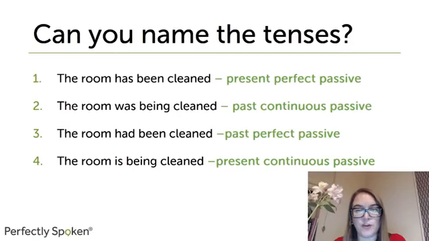Okay, so before we move on, just a point to note, the pronunciation of been and being. If you have a look at number 1, the room has been cleaned. But sentence 2, the room was being cleaned. So try to make sure when you're pronouncing this, being, you have the 2 syllables. Been is 1 syllable, being is 2 syllables. Good.